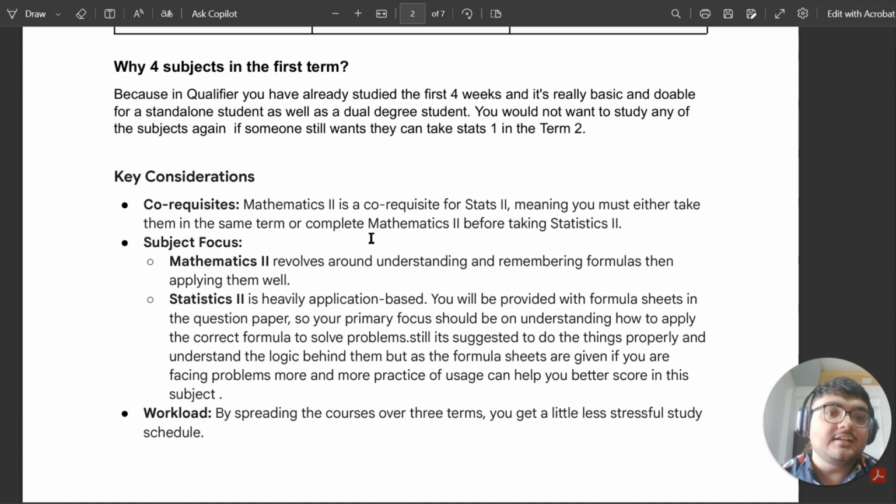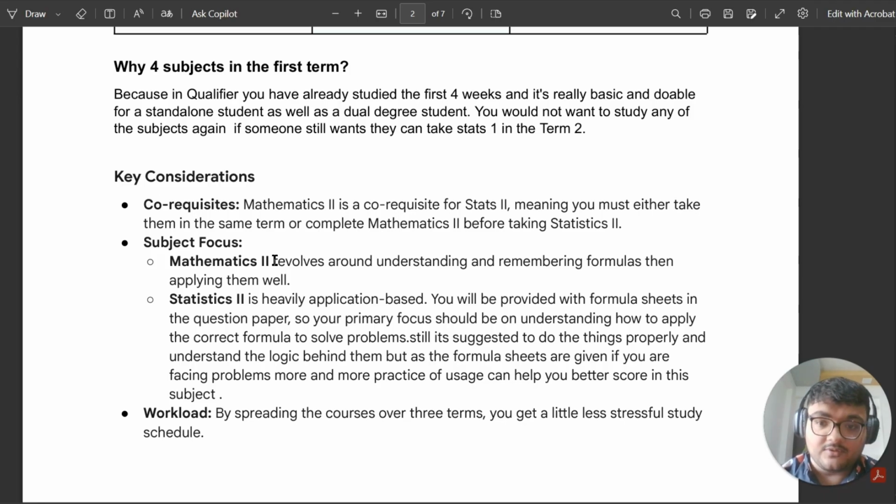Mathematics 2 revolves around understanding and remembering formulas and applying them well. So what do I mean by that? You will see the difference. Mathematics 2 is about understanding the logic properly, having knowledge about everything, and remembering the formulas which you will have to use in the exam. But stats 2 is heavily application based. Why do I say that? Because in exams you will have formula sheets for stats 2.